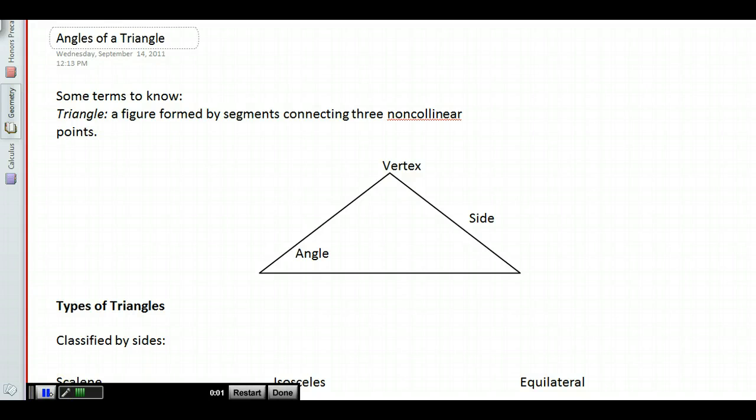So this is all about angles of a triangle. And before we get started on that, let's define some terms. First of all, you're probably familiar with a triangle, and it's a figure formed by segments connecting three non-collinear points. Each corner of a triangle is called a vertex, and if we talk about more than one vertex, we call them vertices. Each corner has an angle, and each segment is called a side.